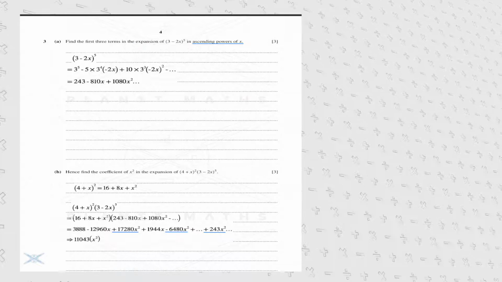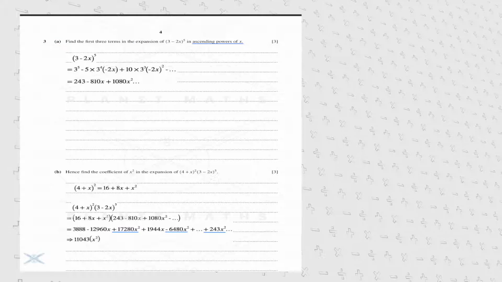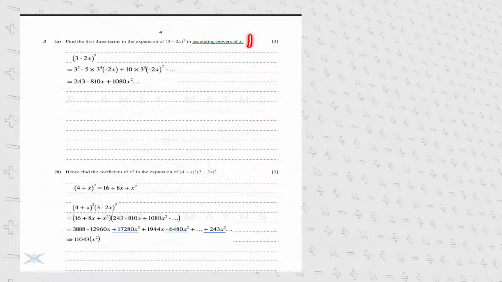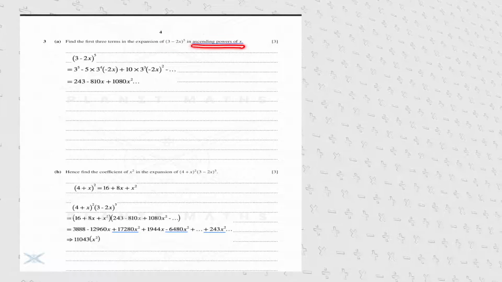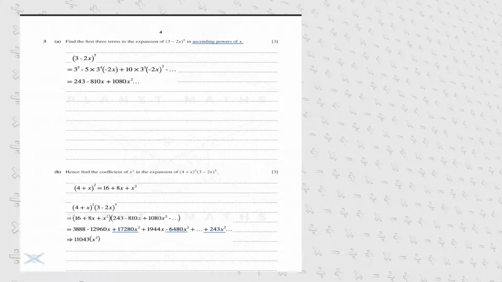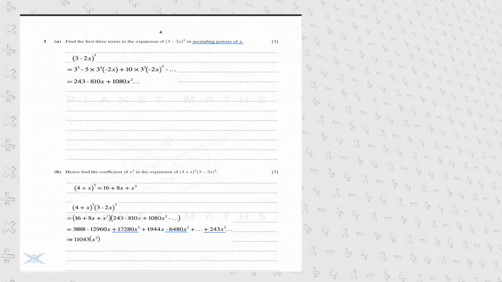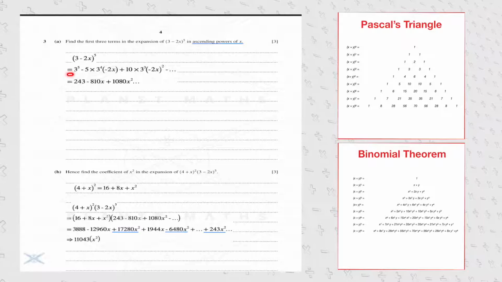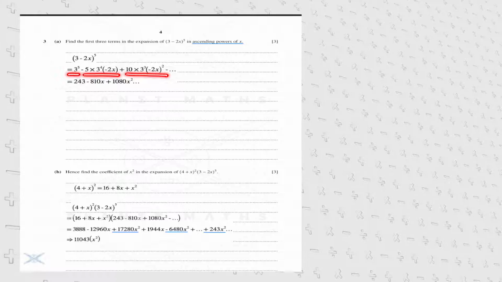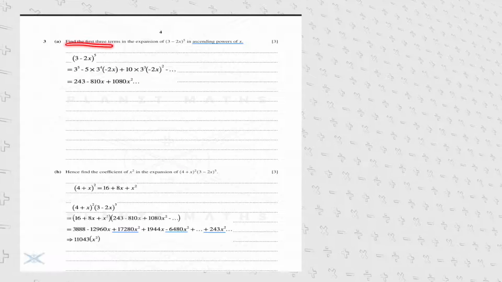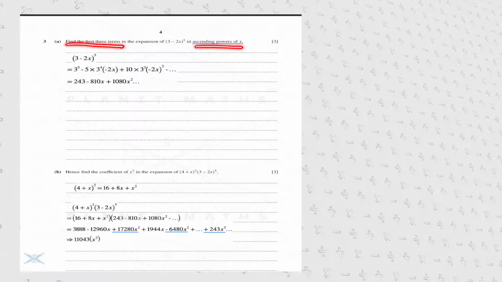Moving on to exercise 3, where in part a we are supposed to find the first 3 terms in the expansion of 3 minus 2x to the power of 5 in ascending powers of x. This can be achieved with the assistance of Pascal's triangle provided. Here it is sufficient just to take a look at the first 3 summands of the expansion of this term, since we are only required to find the first 3 terms of the expansion in ascending powers of x.